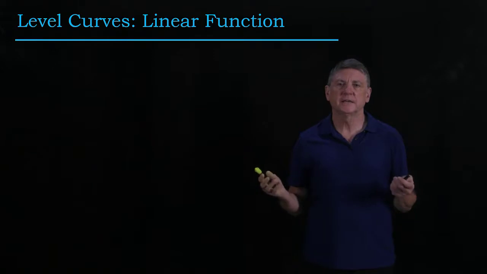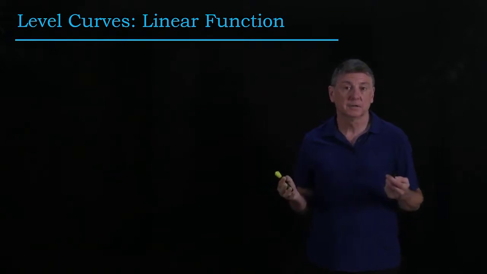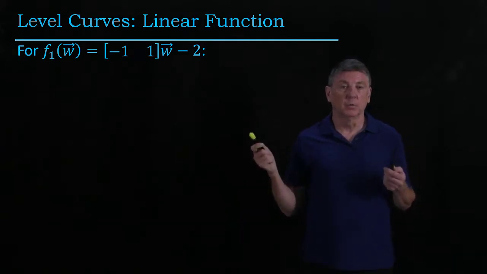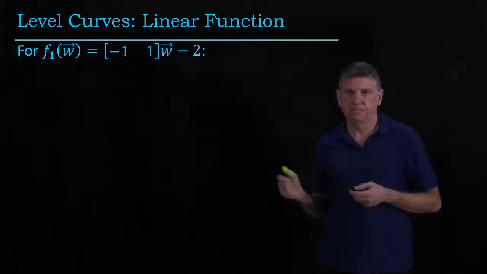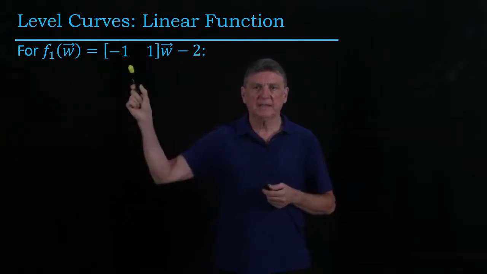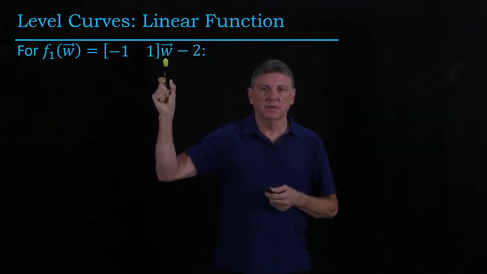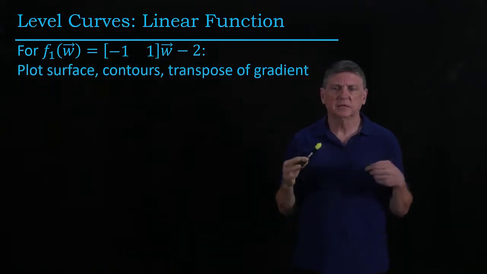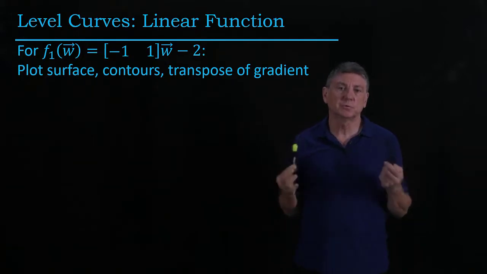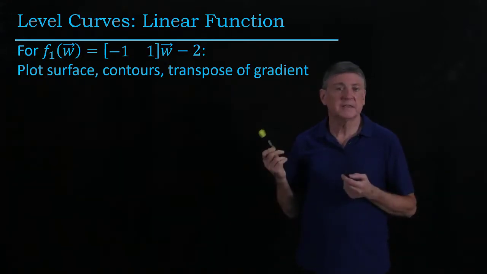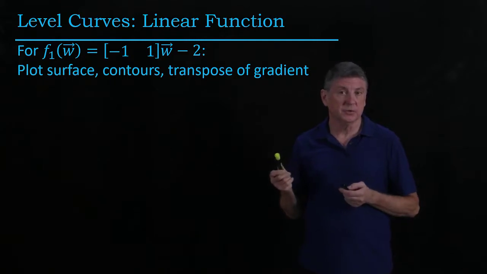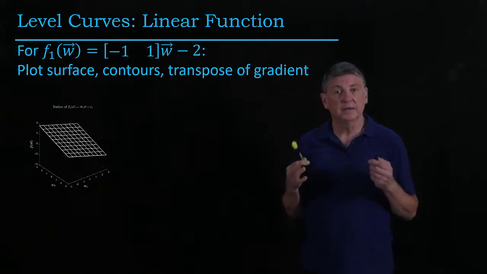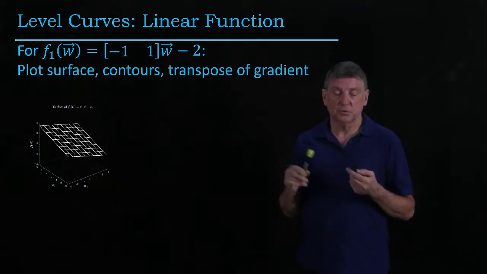First, to understand a level curve, let's look at a linear function. A linear function is a linear form with a scalar offset. So let's suppose that we have function 1, and that's this one-form times our vector argument minus 2. What does that look like? We'll plot three things: a 3D surface, contours, and then the transpose of the gradient so that you can start to see how the gradient comes into these contours.